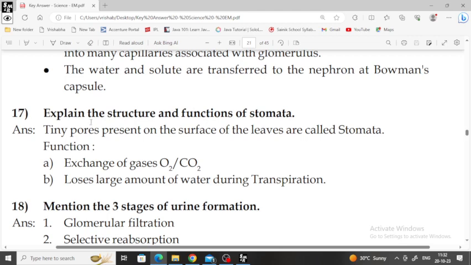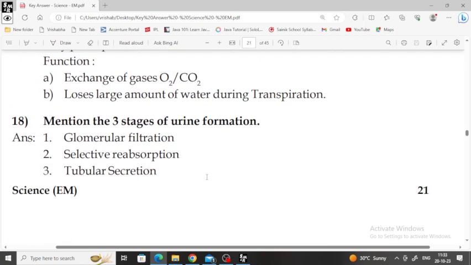Explain the structure and function of stomata. Tiny pores present on the surface of the leaves are called stomata. Function: exchange of gaseous oxygen and carbon dioxide; they also lose a large amount of water during transpiration.